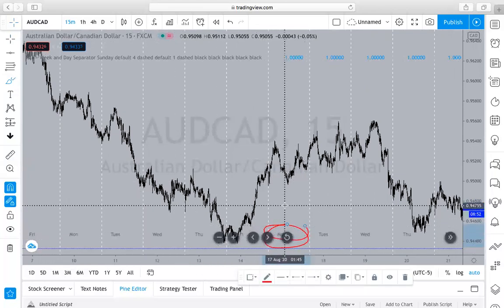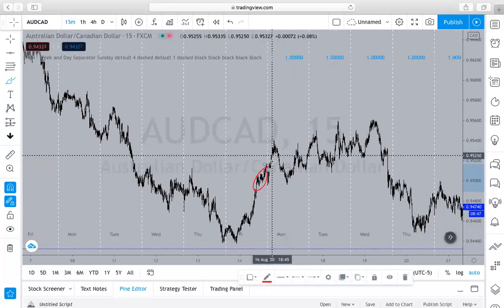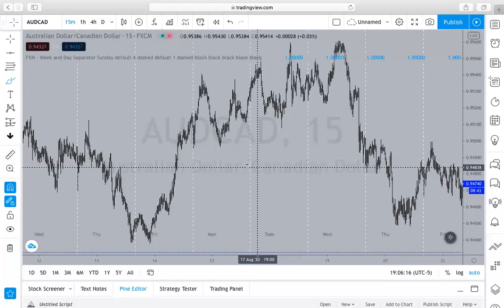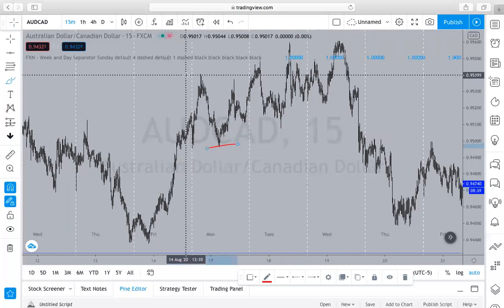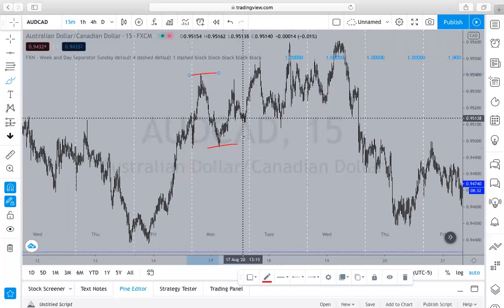So now once you understand the weekly structure, Monday is right here. Sunday, Monday, the market opens up right here, right at the session open. What does it do? It creates the low. It creates a high Sunday, Monday. What else does it do?